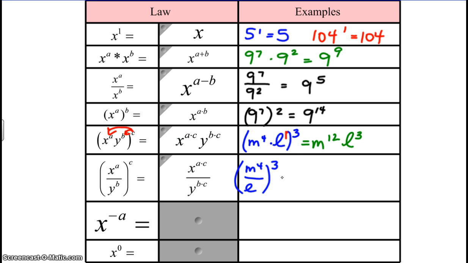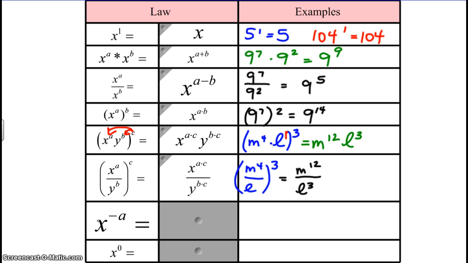So what I will do here is distribute the 3rd power to the 4 here, and the third power to L to the 1. So what I would have is m to the 12 over L to the 3. Notice it's the same thing that happened in the previous problem, except this time we left the division problem alone, whereas above we had a multiplication problem that we left alone.